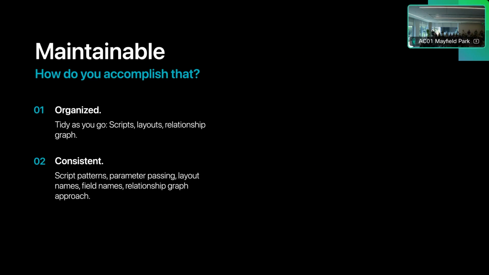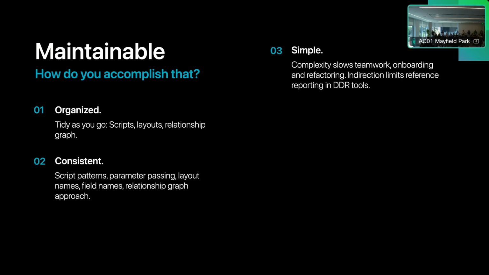You're going to do an integration. You're going to be working with JSON. You might as well use it everywhere. And it's easy, really, quite honestly. Have a convention for your layout names, for your field names, for your relationship graph, and stay with it. Keep it simple. So now I have a point about indirection.